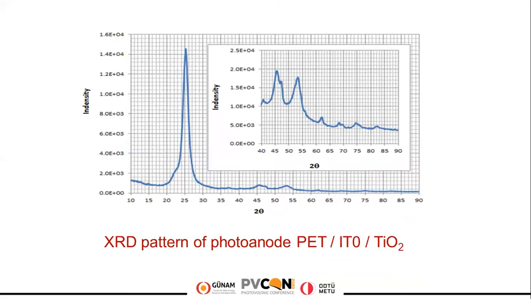For XRD measurement, titanium dioxide has three different crystal structures: anatase, rutile, and brookite. The anatase form of titanium dioxide shows the best photoactivity properties. And we know the anatase form is more active at low temperature. Here, it is seen that the titanium dioxide paste coated on ITO PET is in anatase phase at 25, 46, and 53 degrees, and the titanium dioxide paste has a good crystal phase.